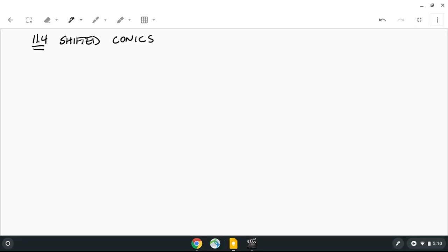Okay, so 11.4, Shifted Conics. It's pretty much 11.1, 2, and 3, all in one section where the center is no longer 0, 0. But if you remember transformations, translations from basic functions like the parent function, and then you just shift it over 3 to the left, 2 up, something like that. That's basically what we're going to be doing here. So we're going to be looking at the parabola.